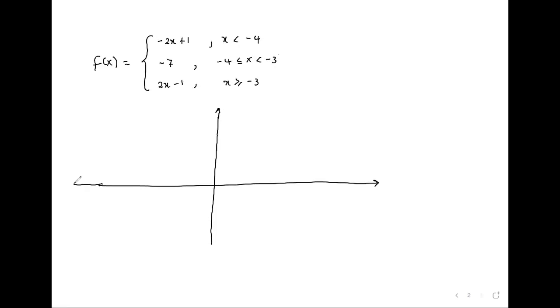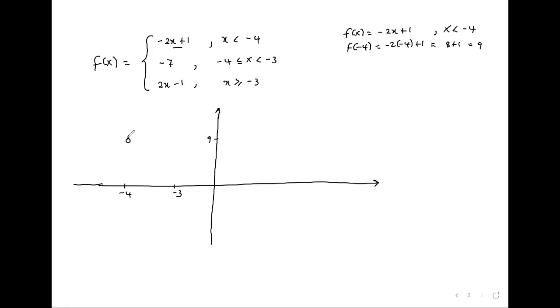So we have -4 and -3. So when x is less than -4, we are using that piece on top there. So f of x is equal to -2x plus 1 when x is less than -4. So if we substitute -4, we're going to get -2 times -4 plus 1, and this is 8 plus 1, which is 9. So we have -4, 9, and it will be an open hole there.